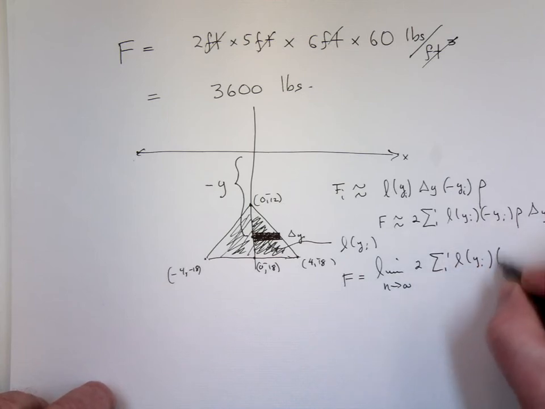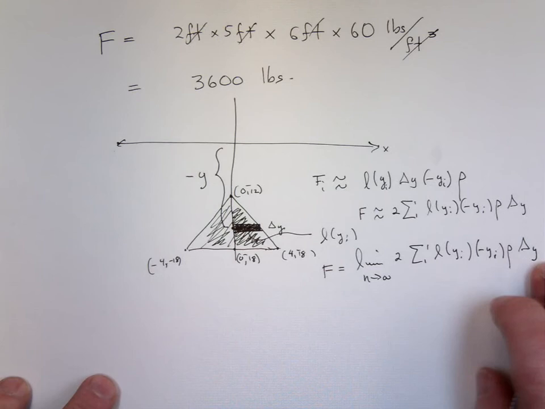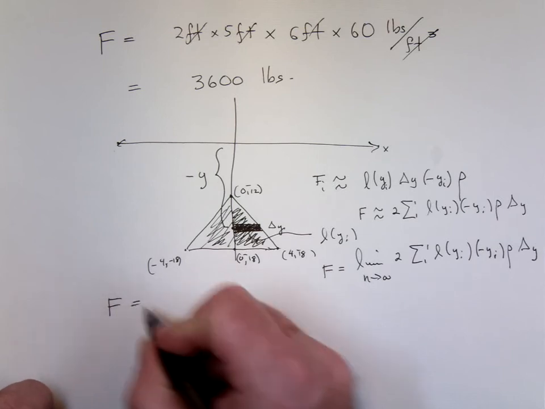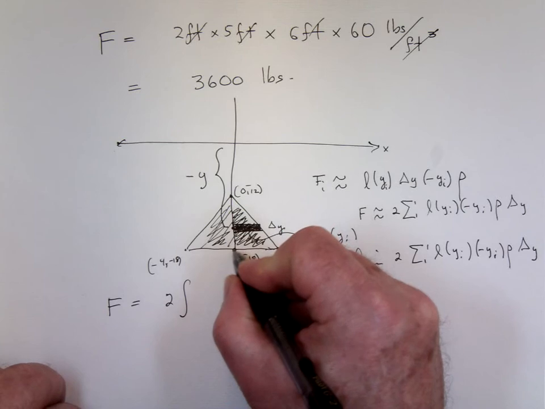And what kind of a sum do I have? I have a Riemann sum. And that force then is equal to, in this case, 2 times the integral. Now, what we're going to do is go from bottom to top. All right, in general, here, let me write it. I already put a 2 here, which destroys that.